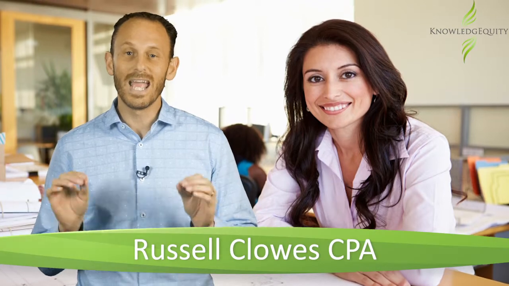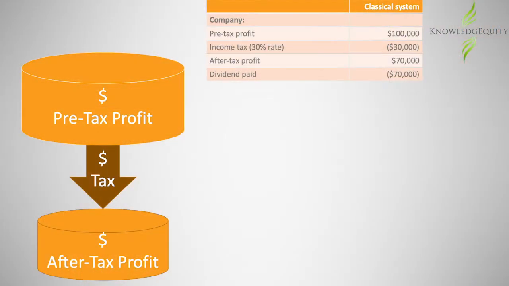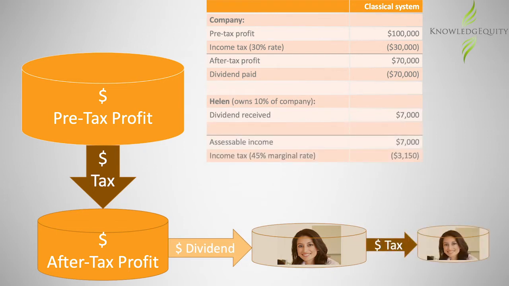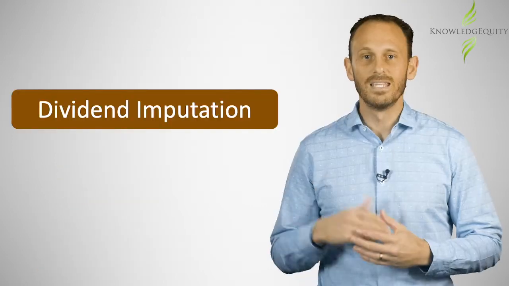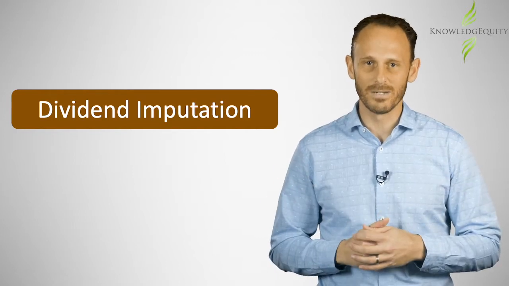Consider a situation where Helen owns shares in a large listed company. If the company makes a profit, it would pay tax on the profit. Once a portion of this profit is distributed to Helen via dividend, she would also pay tax on the distribution, meaning that the company profit would have been taxed twice. The dividend imputation system helps us to avoid this double taxing situation.